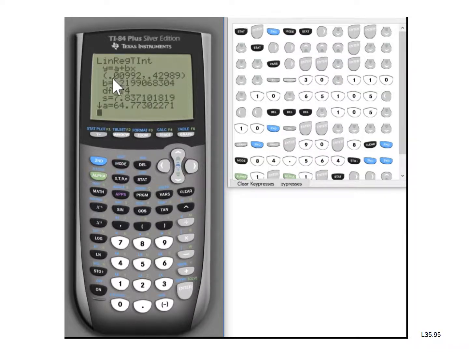And here again, we see the same interval we got with Excel. 0 is just outside the lower end of that interval, like we expected to see. But there is our 95% confidence interval for the slope. Notice we also get B, that's the slope, and A, that's the intercept, and S, that's the typical residual size. So if those are the things you need, you can also get them from T interval. And if you scroll down, you also get R squared and R.